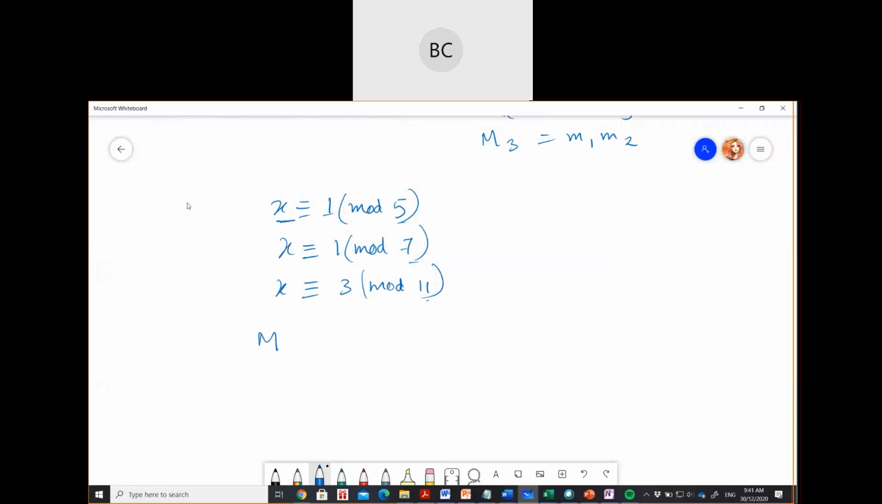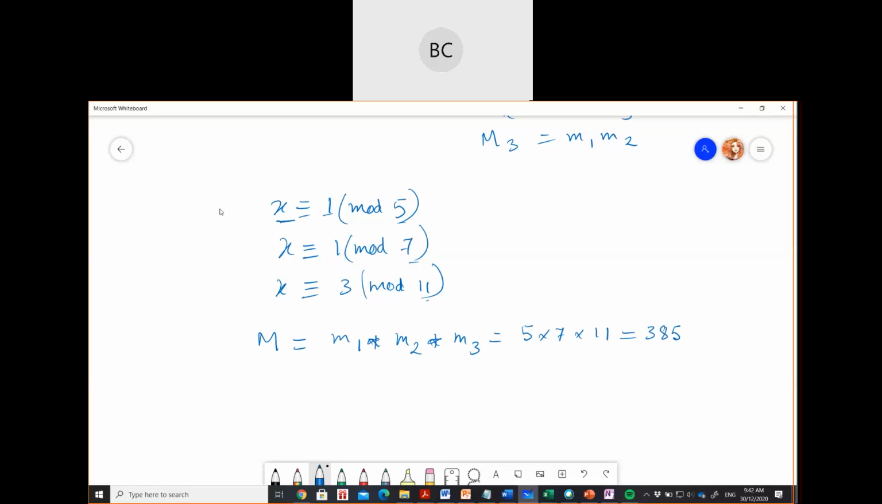First, remember we need to find capital M. Okay, so M was what? M1 into M2 into M3. We have only 3, so only 3 will be there. So what are the M's here? 5 into 7 into 11. What will be the answer? It will be 385. Okay, this is our capital M.